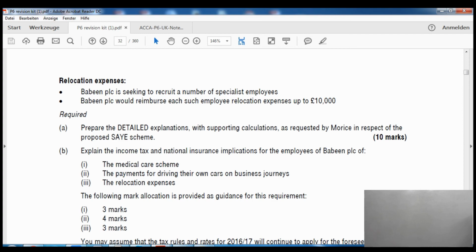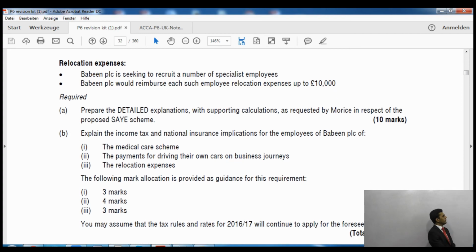Then it tells us about the relocation payment. He has been given £10,000 to the employees. So we know that up to £8,000 is exempt, and the rest is going to be taxable. And he's asking about the national insurance contribution implications as well. So you will have to be careful about that.